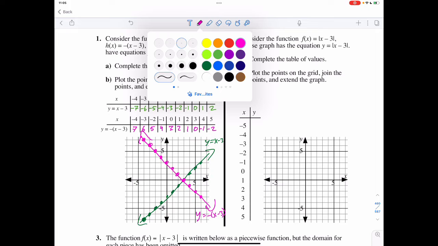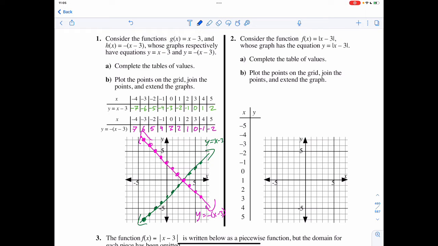When I do my absolute value function that is related to this, then I'm going to plot these points, subbing in negative 5, negative 4, negative 3 for x, and fill in my table. This is going to give me positive 8, positive 7, positive 6, positive 5, 4, 3, 2, 1, 0, and then it's going to go back and be 1 and 2 again. And I see that it's going to look something like this.